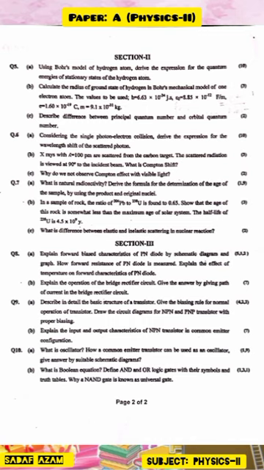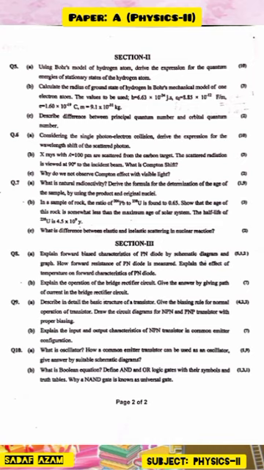Question number 10A. What is oscillator? How a common emitter transistor can be used as an oscillator? Give answer by suitable schematic diagrams. B. What is Boolean equation? Define AND and OR logic gates with the symbols and truth tables. Why an AND gate is known as universal gate?